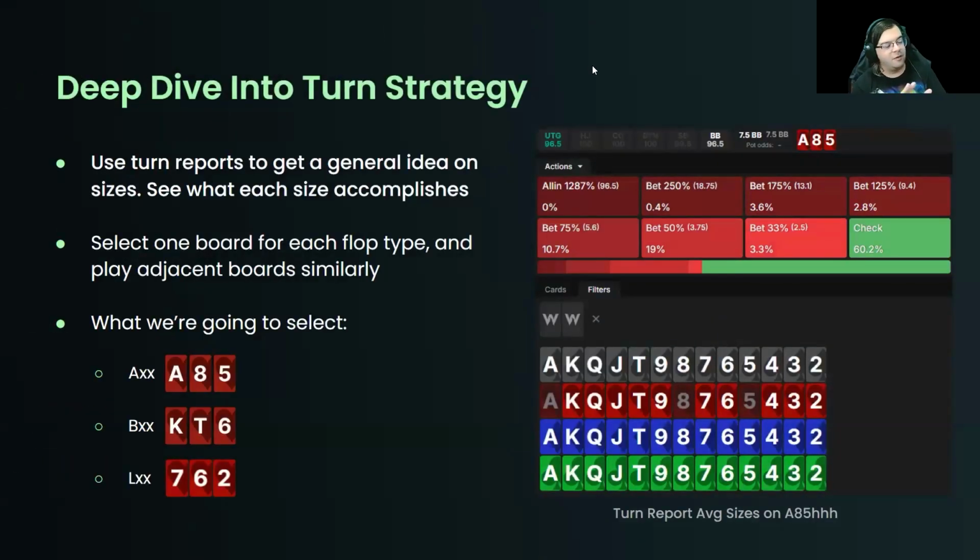So this is where the fun part actually starts. We're going to use some turn reports to get a general idea on sizes. We're going to look at some turns and see what each size accomplishes on the flop and turn. We're going to select one board for each flop type: Ace XX, Broadway XX, Low XX. The boards that I wanted to select cover not only the flop tree, but also the strength, how good they are for you in different orders. So Ace 8-5 is actually the worst. King 10-6 better. 7-6 deuce way better. So we're going to see this. These are the boards that I selected for each of the 3 flop types.